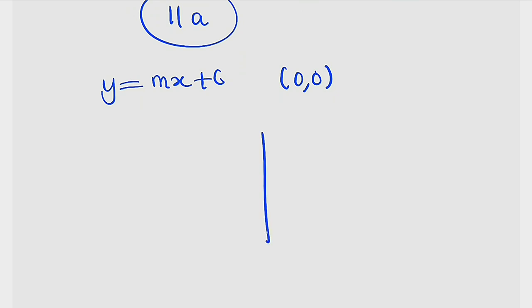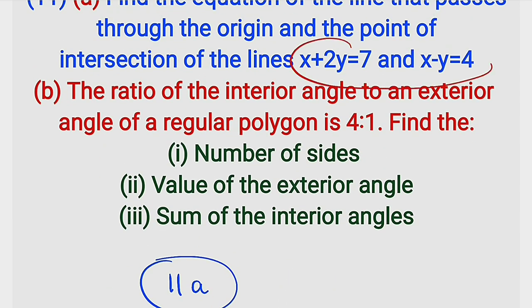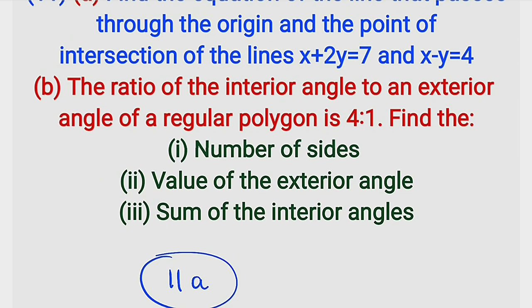Remember the origin: if I have the y and x axes, this is where we call the origin. At this point, both x and y are equal to 0. So we need to find another point, the point of intersection, and that can be obtained by solving these two equations simultaneously. Let's do that. The first equation is x plus 2y equals 7, and the second equation is x minus y equals 4, if I'm not mistaken.